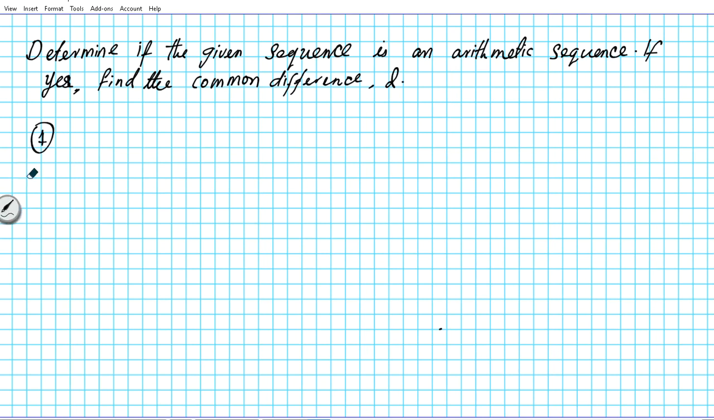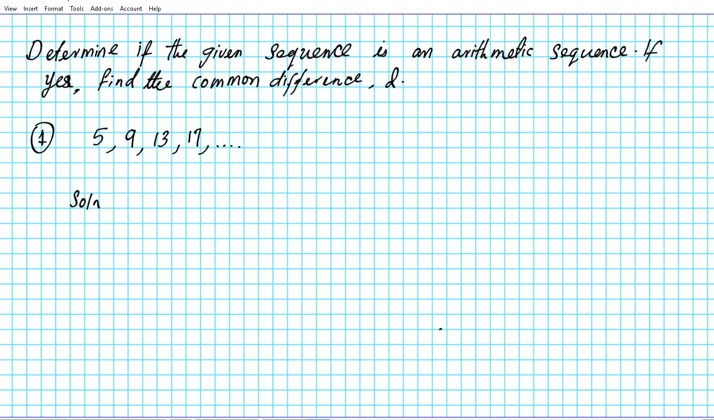Let's say we have the sequence given by 5, 9, 13, 17, ... Okay? So first of all, we need to know what a sequence is. A sequence is just a list of numbers, like we have here. And these dots basically mean that this list of numbers continues forever. Alright? So the question is as follows.